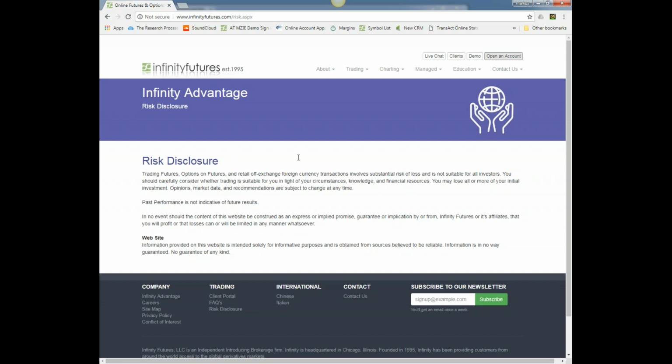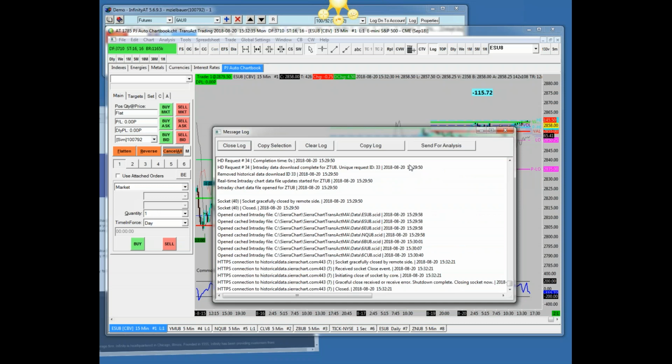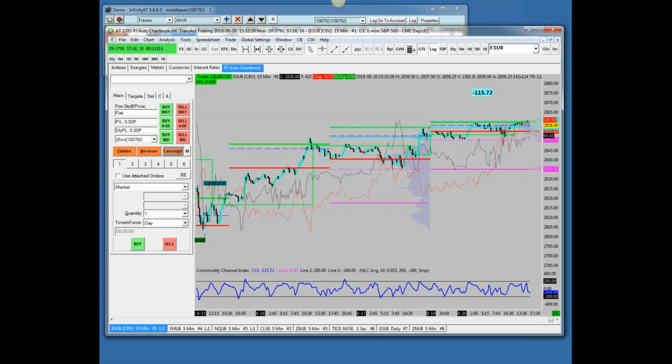So first thing that we want to do is log into our Infinity AT account. So as you guys are aware, this is, let me see if the view is all right. I want to do audience view. Okay, looks like we're on the same page.